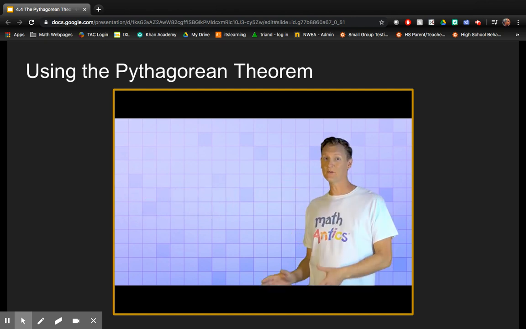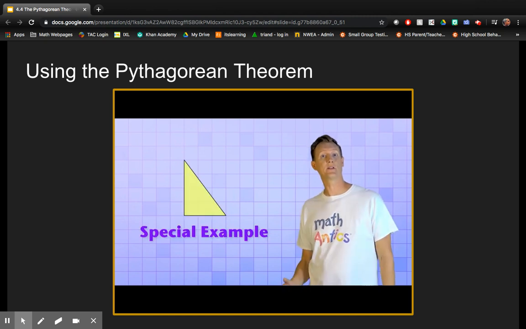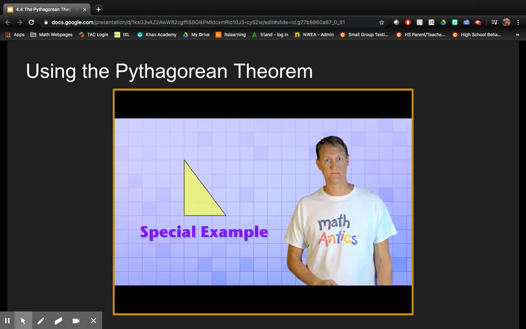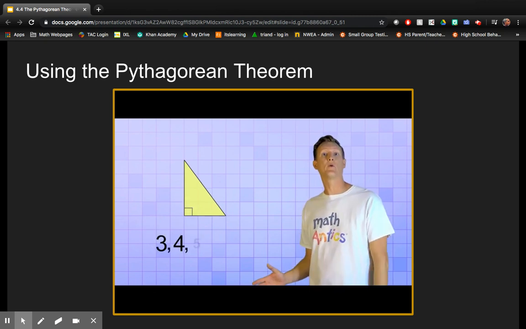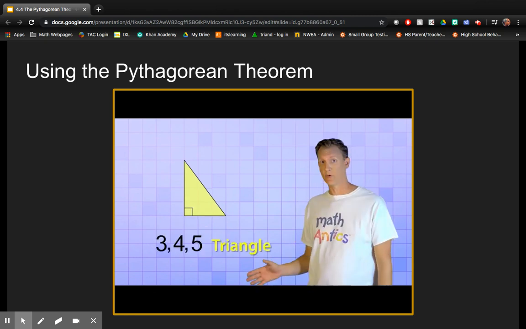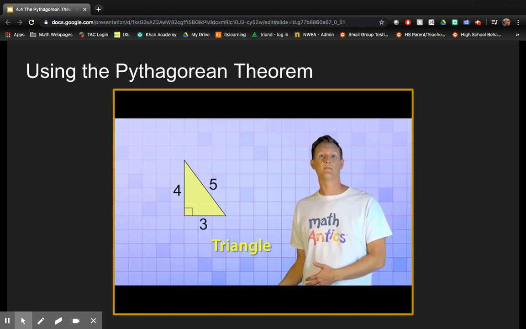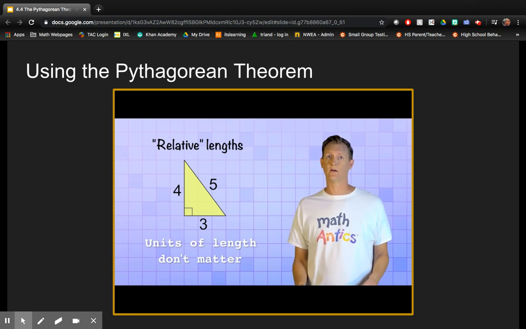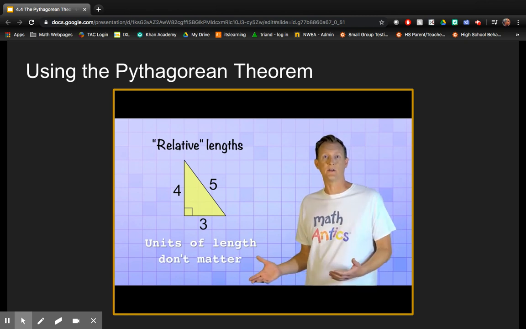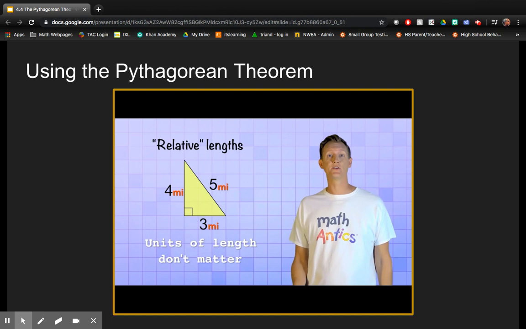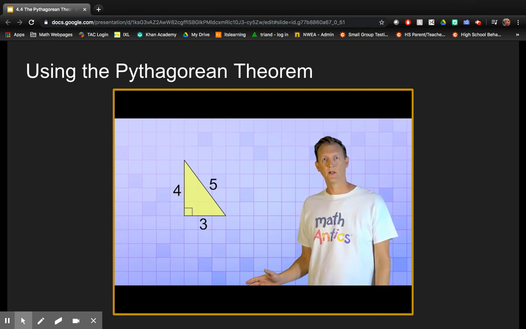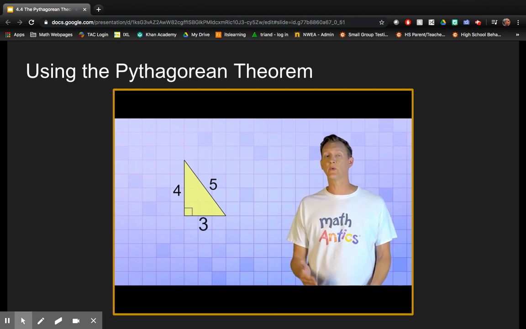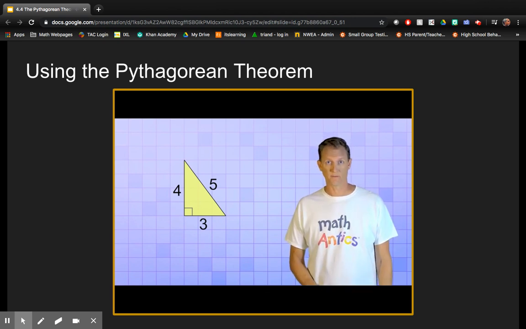That may sound a little confusing at first, so let's take a look at a special example of a right triangle that will help the Pythagorean theorem make a little more sense. This right triangle is called a 3, 4, 5 triangle because its sides have the relative lengths of 3, 4, and 5. And by relative lengths, I mean that the units of length don't really matter. The sides could be expressed in any units: inches, meters, miles, whatever. So the triangle could be of any size as long as its lengths have the proportions 3, 4, and 5 relative to each other.